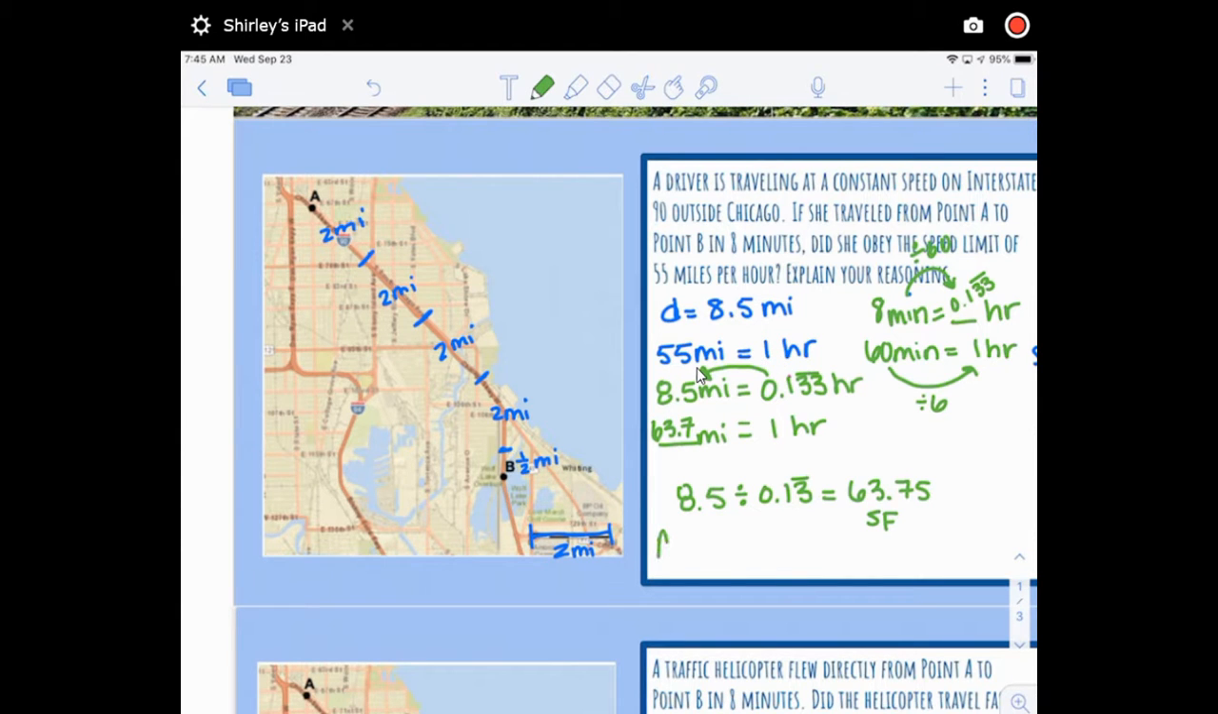No. The driver is moving faster. Again, everything in green here is the information about my driver. I converted the minutes to hours. I figured out her speed by finding that scale factor, and then I compared it to the speed that they gave me in the problem.